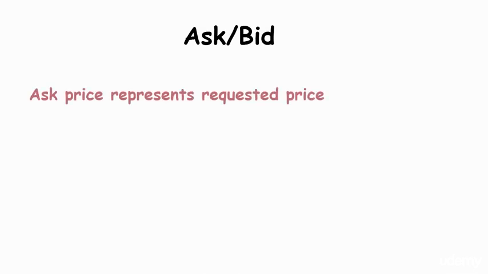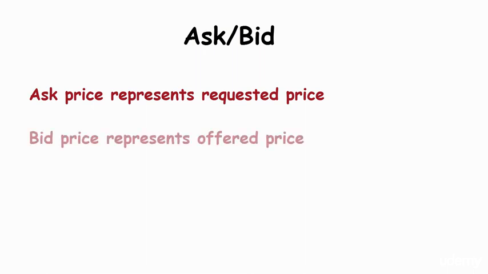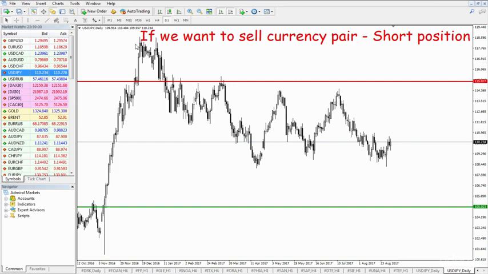Ask price. Ask represents the requested price at which a trader can buy a currency pair, while bid represents the offered price for the traded currency pair. The difference between the bid and ask price is called the spread. In the MetaTrader 4 platform, on our chart, you can see a gray line and it represents the bid price.